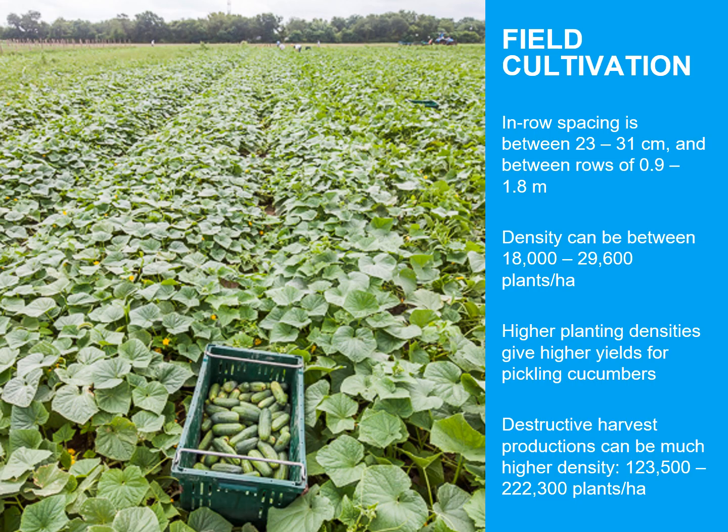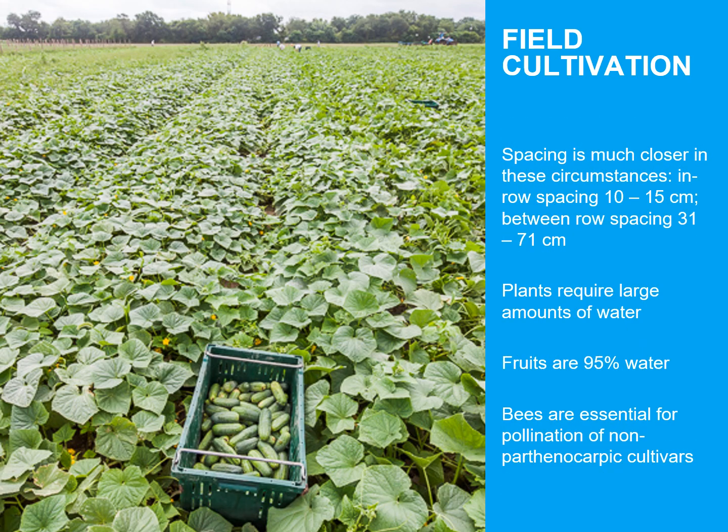But destructive harvest productions, where the cucumbers are going for processing, can be much higher density, so anywhere from 123,500 to 222,300 plants per hectare. So in those situations, spacing is obviously much closer, so between 10 and 15 centimetres in-row spacing and 31 to 71 centimetres between the rows.